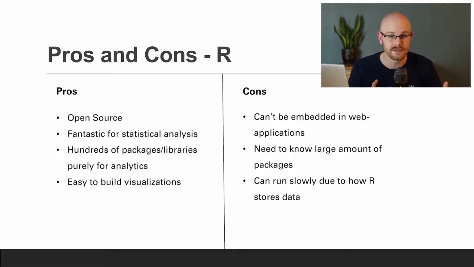You need to know a large amount of packages and libraries. You can't just know like one or two. Kind of like in Python, you can know pandas and you can do a lot of different things with it. R doesn't really have that. You have to know several things in order to get kind of one task done. And lastly, R can run slow because of how they store their data. So those are some of the pros and the cons of R.